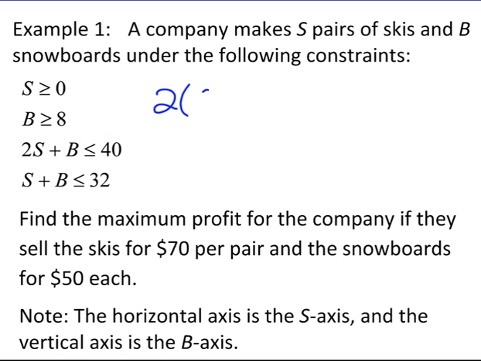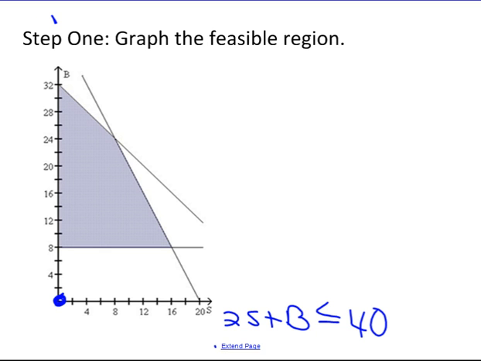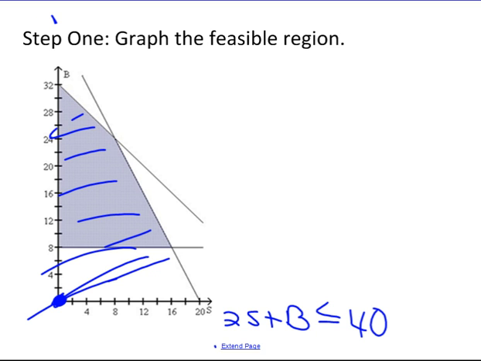So 2 times 0 plus 0. Is that true or false? Simplify the left side. I get 0 is less than or equal to 40, which is true. Since my test point is over here and it was true, you're going to shade in the direction of the test point.